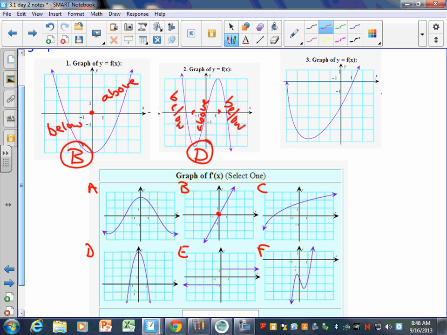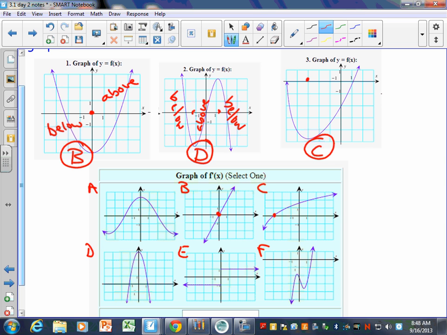C, because this is my turning point, so I have to have a 0 up here around 3. And again, it's decreasing to the left, which means it should be below the x-axis, and then it changes to increasing, so that makes all positive slope values. And I think I agree with that. So I got 3 more on the next page.